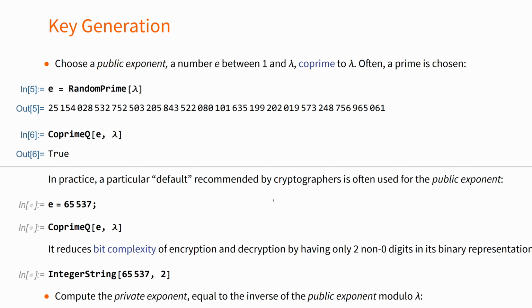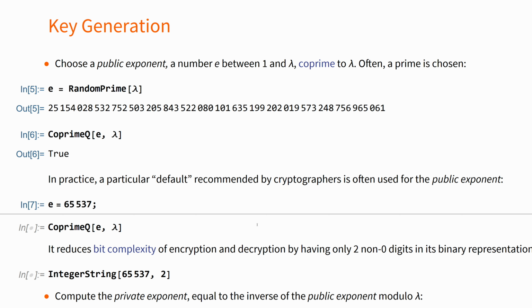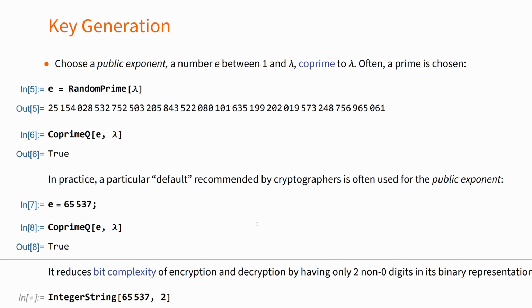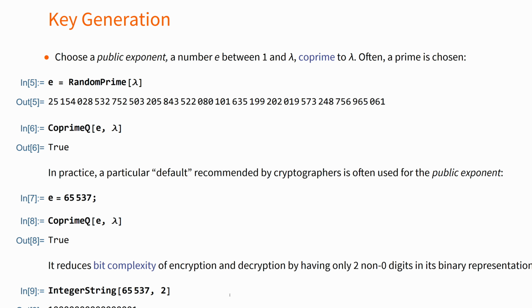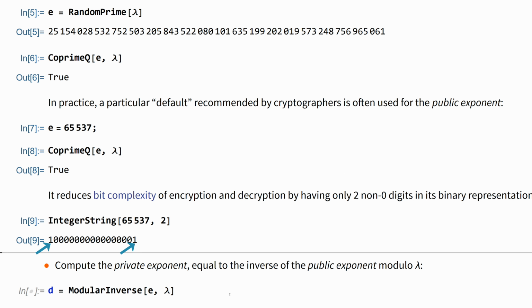In practice, a particular default value is recommended by cryptographers, and it's often used as the public exponent. It's 65537. This default is useful for optimized software and hardware implementations of RSA because it greatly reduces the bit complexity of every future encryption and decryption by having only two non-zero digits in its binary representation.